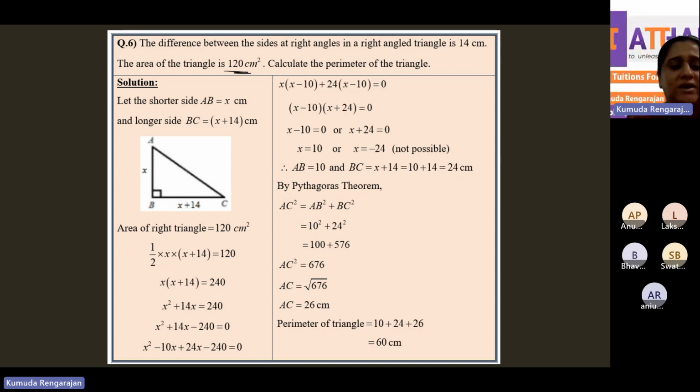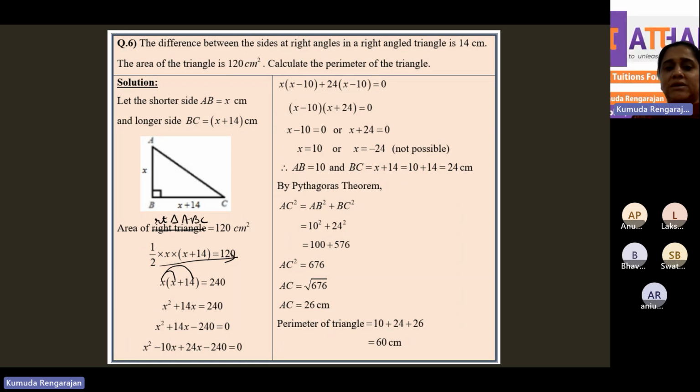Okay, area of the right triangle ABC is equal to 120. So half into base into height is equal to 120. Then cross multiply. 120 into 2 will be 240. So x into x plus 14 is equal to 240. X into x is x squared plus 14x is equal to 240. So you get this equation: x squared plus 14x minus 240 is equal to 0.